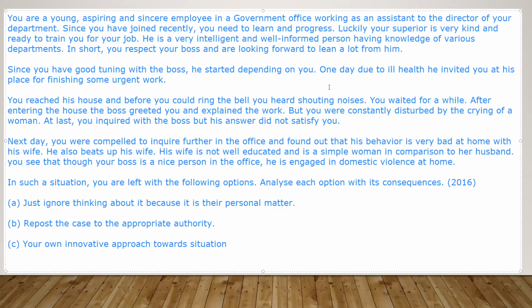Firstly, sir, in this question so many options are given, so we first have to evaluate them. Absolutely. Then we will arrive at one final option. In this particular question, two options are given to you. You have to analyze those. But in the end, the examiner is asking for your own innovative approach towards the situation.